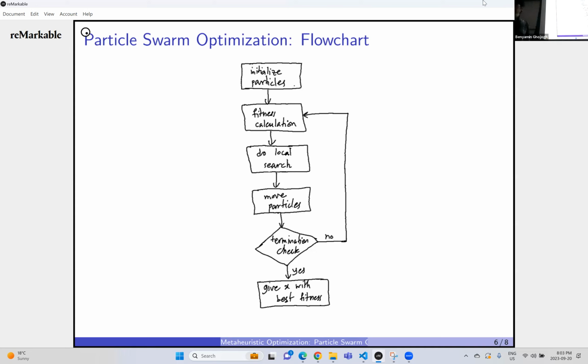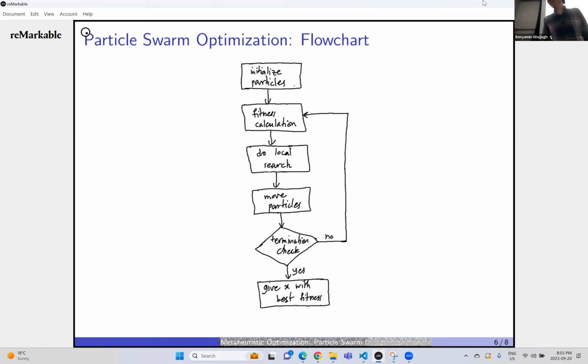In a flowchart we usually have rectangles, but whenever we want to decide true or false, to do something or not, we have a diamond. For example, we initialize the particles, then we calculate the fitness or the cost, right? Then we do the local search for each particle. Then we move the particles according to the update rule. Then we check the termination condition. For example, one of the termination conditions might be reaching the maximum number of iterations. We don't want to search more than 1,000 times.